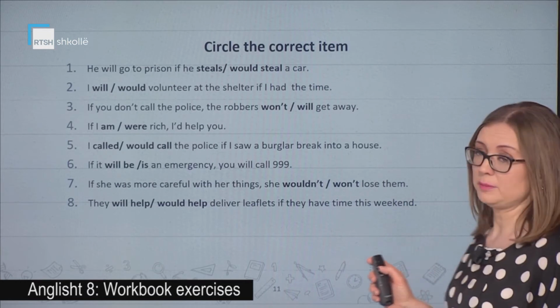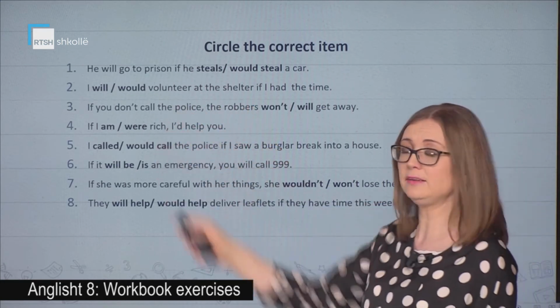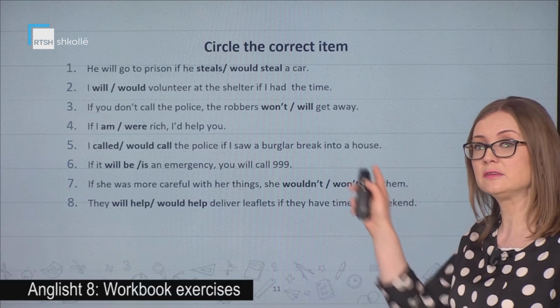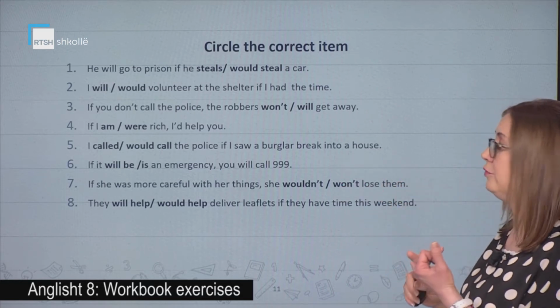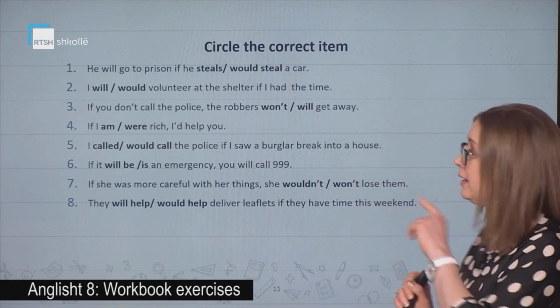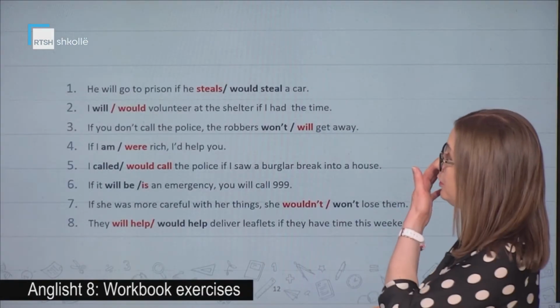Let's go on with some extra practice. You have to circle the correct item, and we have 8 sentences given here, but be careful, we have mixed conditionals here, so we have zero conditional, first conditional, and second conditional, so be careful when reading the sentences. So let's go on with the first one.